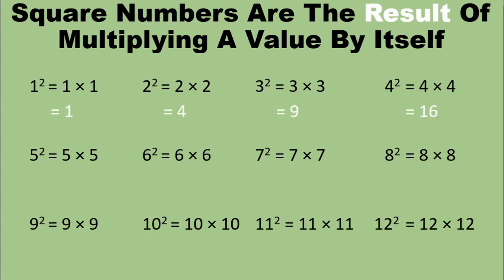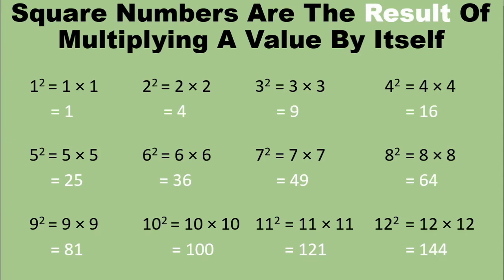Okay, so we got 1, 4, 9, 16, 25, 36, 49, 64, 81, 100, 121, and 144. I do sometimes make mistakes though, so have a close look, make sure I haven't made a mistake.